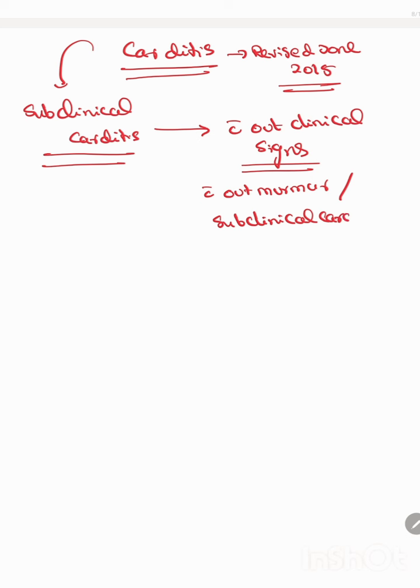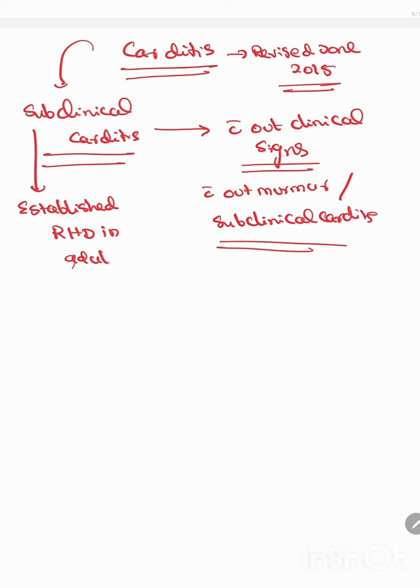And these subclinical carditis are the basis for established rheumatic heart disease in adults who do not have any predecessor history of acute rheumatic fever. For example, in medicine posting, you will be trained to write a diagnosis of any valvular heart disease, MS, AS or AR, as probably of rheumatic origin. It is because you don't get any history of acute rheumatic fever in the history of presenting illness. This is the reason for it.